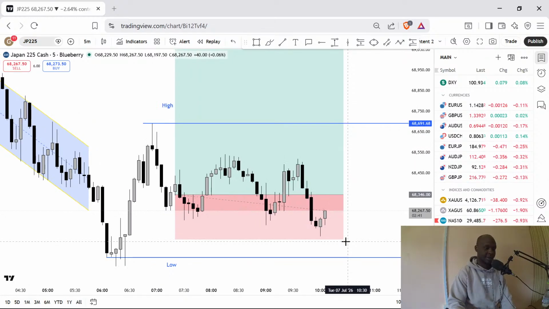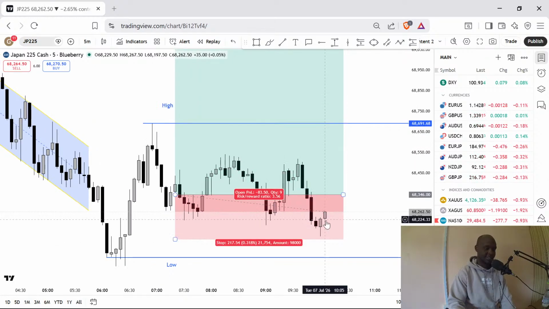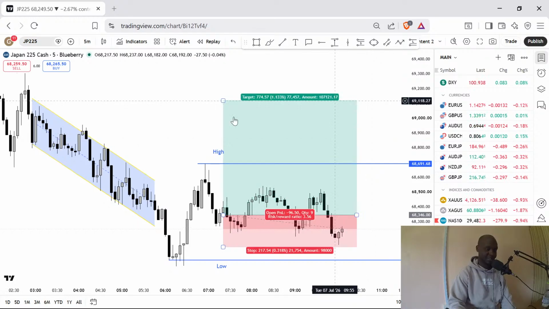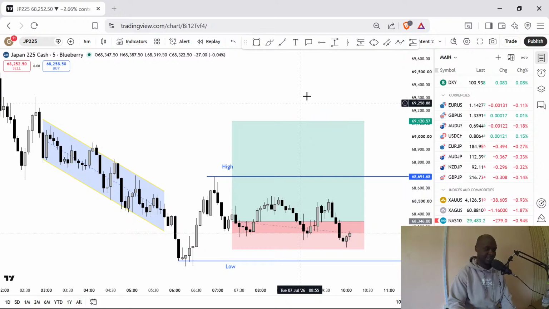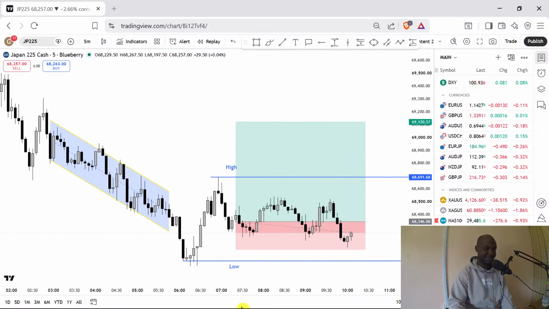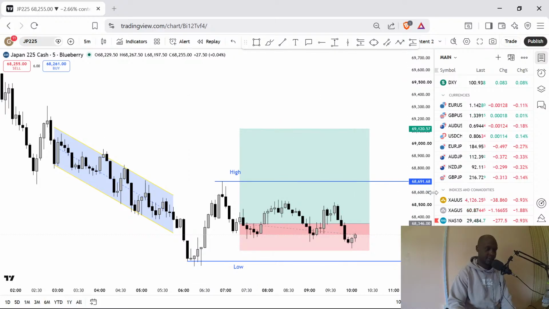Actually survived getting tagged out. Hopefully now price just continues to push higher. That will be surviving a trade by the skin of your teeth. What were you looking at on GBP USD?